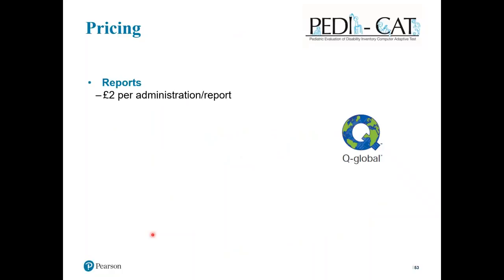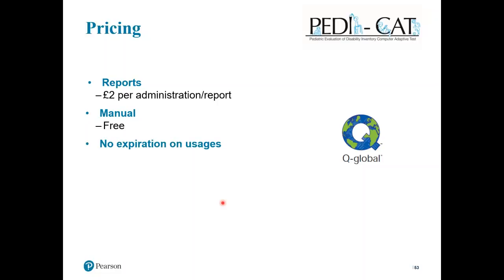Through the UK, the reports are £2 per administration or report, and as I've said, you purchase them in advance, but you don't use it until you actually generate the report. And that includes access to the manual. There's no additional manual, so literally there are no big outlay of costs for kits and materials. You just pay for what you use.